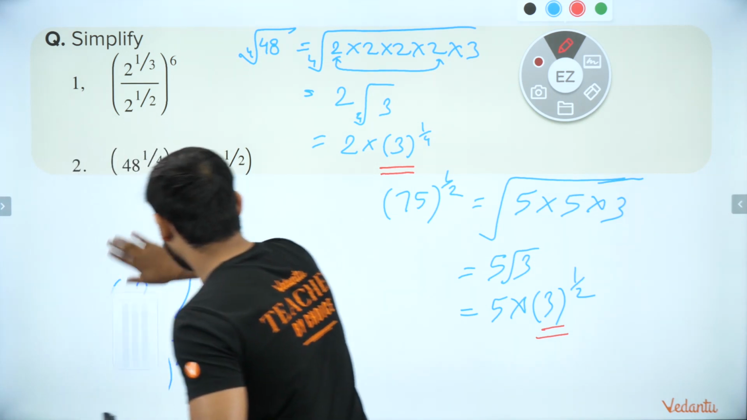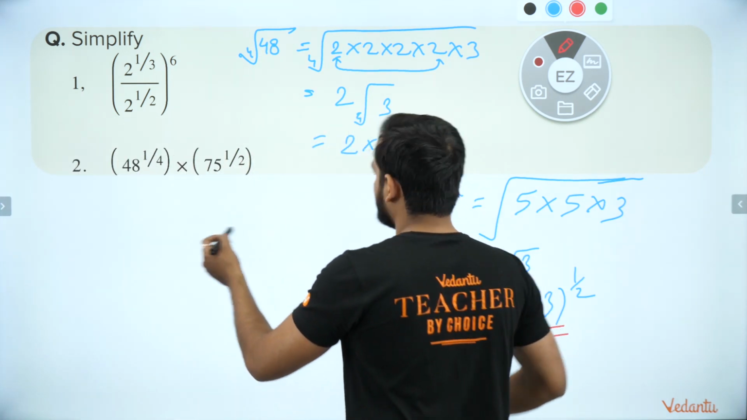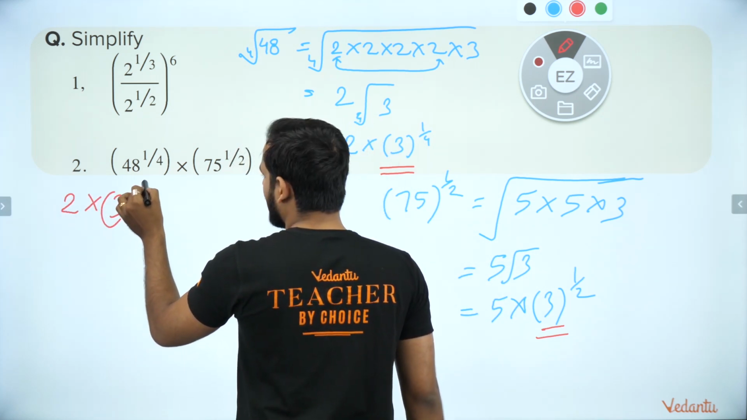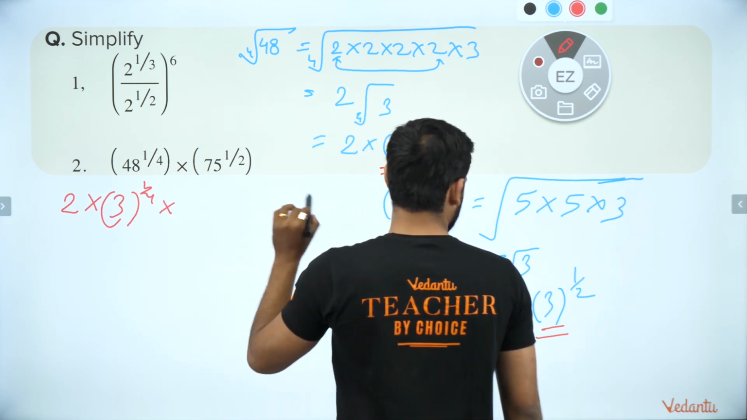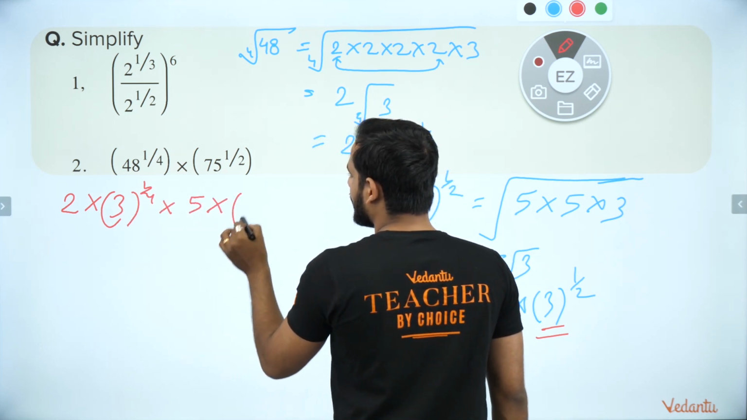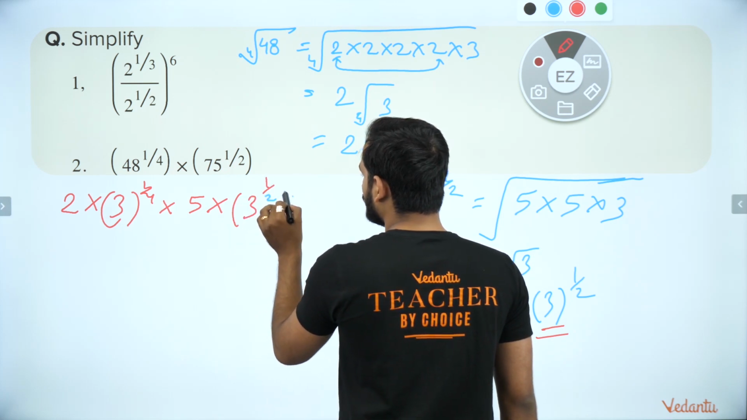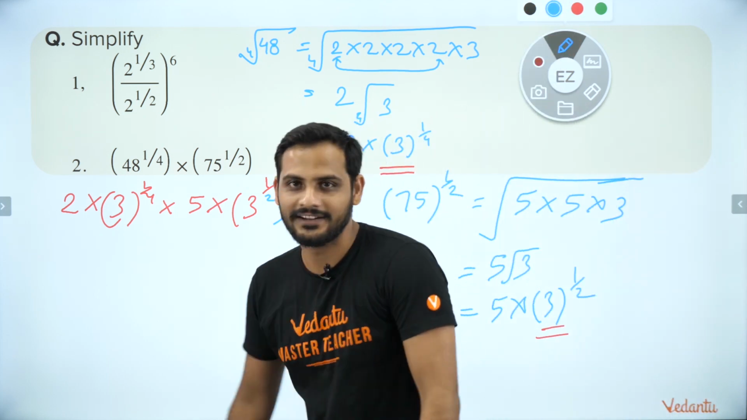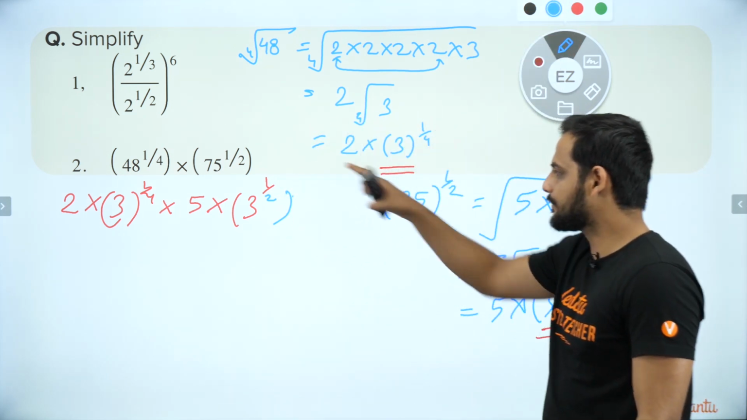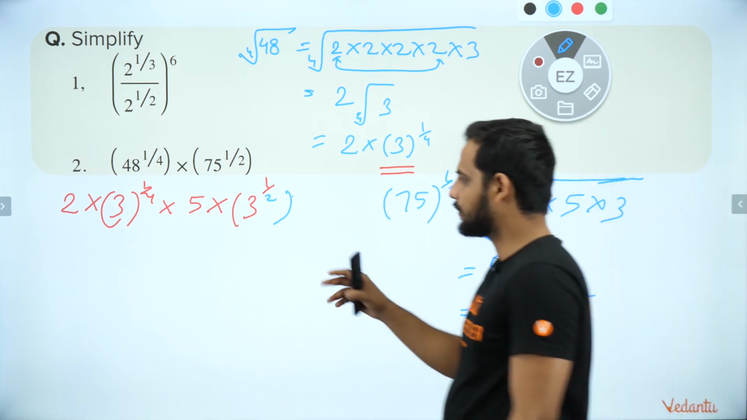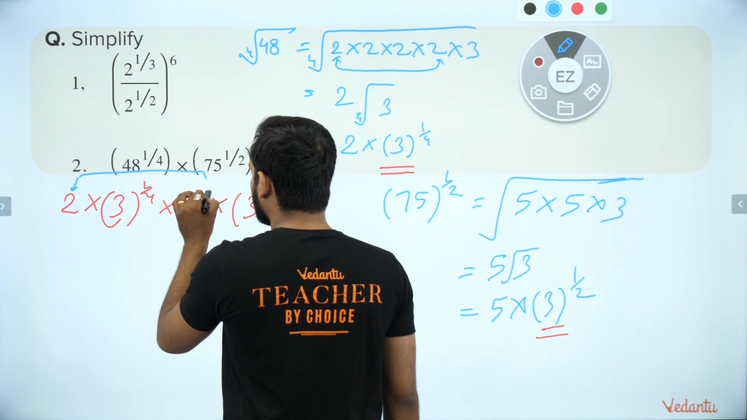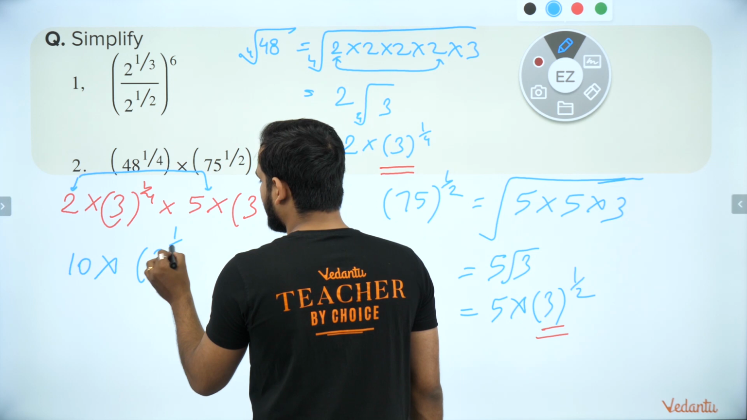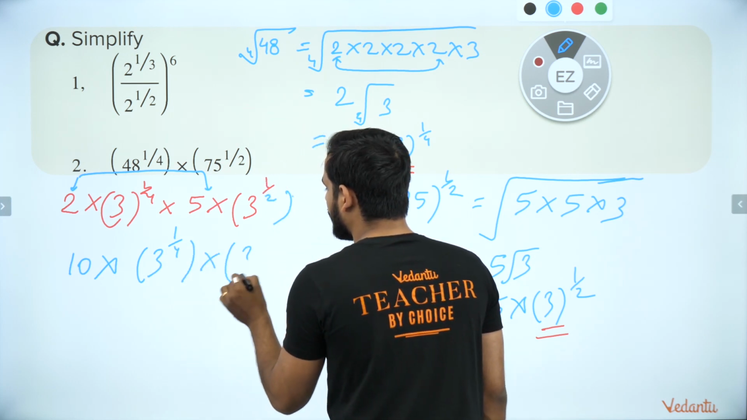Now, I'm erasing this part of the solution. Let us simplify this. This became for us 2 into 3 raised to the power 1 by 4 into 5 into 3 raised to the power 1 by 2. Pen changed automatically, let's keep it as blue only. 2 and 5 I can multiply and I will be getting 10 into 3 raised to the power 1 by 4 into 3 raised to the power 1 by 2.